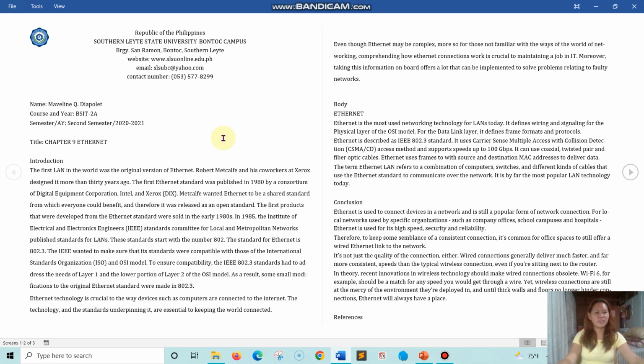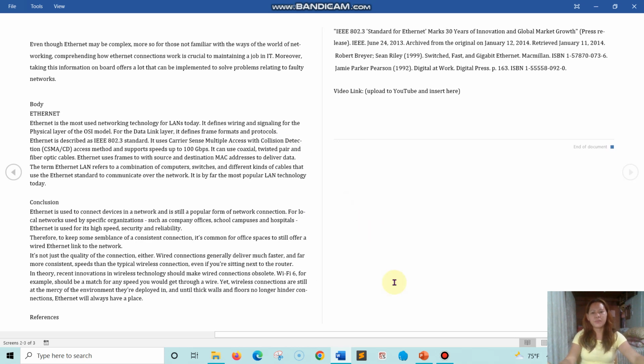Even if you are sitting next to the router, in theory, recent innovation in wireless technology should make wired connections obsolete. Wi-Fi 6, for example, should be a match for any speed you would get through a wire. Yet wireless connections are still at the mercy of the environment they are deployed in, and walls and floors can still hinder connection. Ethernet will always have a place.